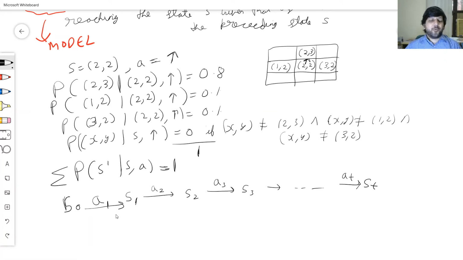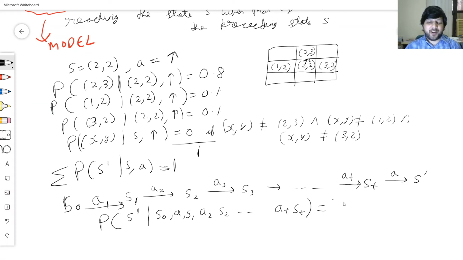And what I do say is that I need to find out, after that, if the agent applies the action A and reaches S dash, I need to find out the probability of reaching S dash given all these things. I always know my history: given S0, given A1, given S1, given A2, given S2, given AT, given ST. This is what I need to find out.